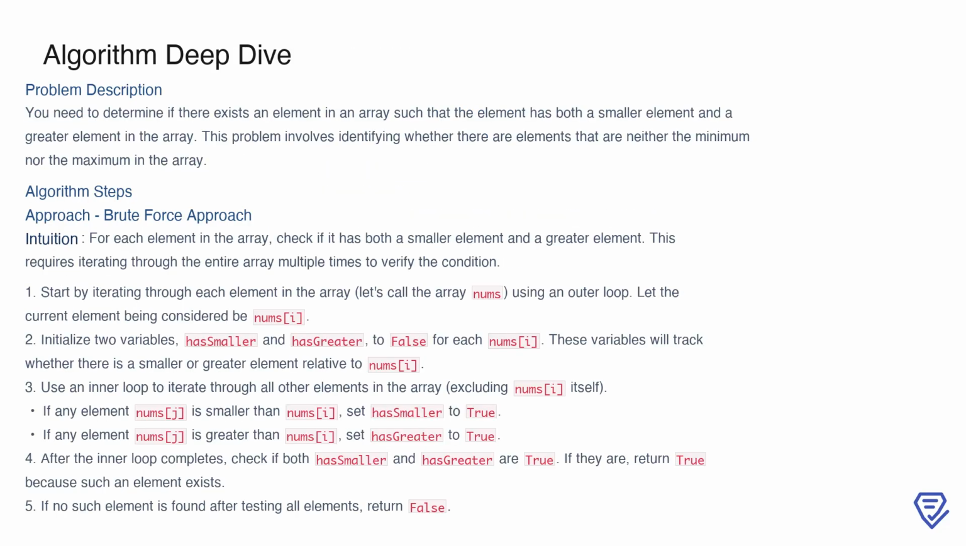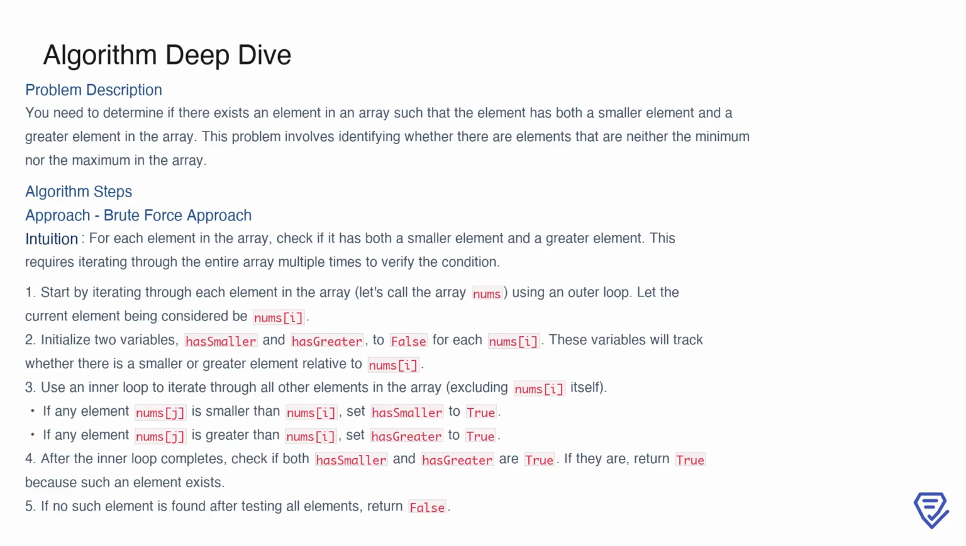In this problem, the goal is to determine if there exists an element in the array that is neither the smallest nor the largest, essentially, an element that has at least one smaller and one greater value in the array. The brute force approach to solve this problem involves iterating through each element of the array and checking if there are smaller and greater elements relative to it.